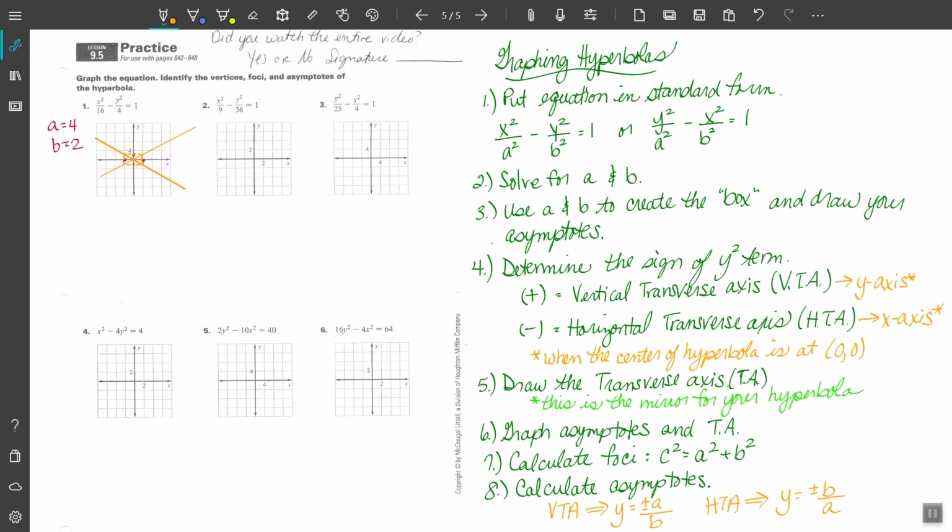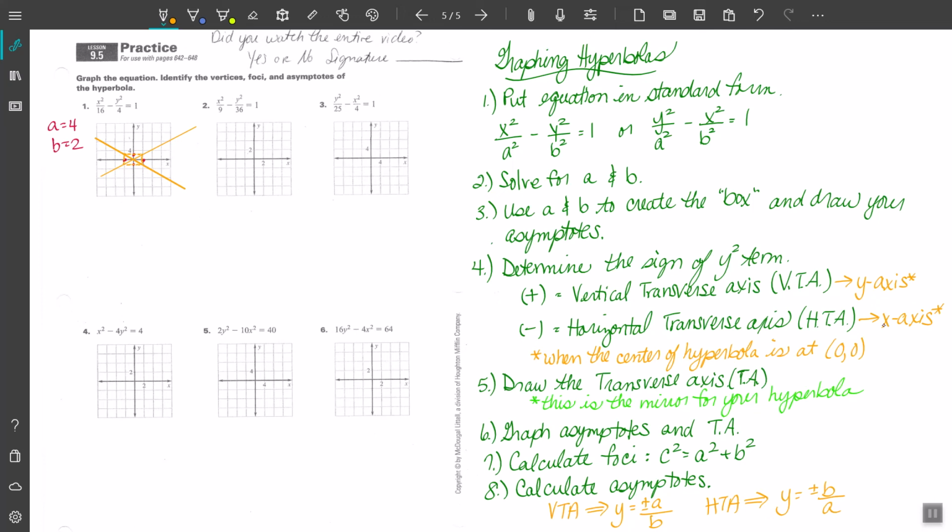I'm going to determine the sign on the y squared term. So in this case, I go back up, I can see my y squared is after the subtraction sign, so my y squared is negative in this problem. Since I have a negative y squared, that means I'm going to have a horizontal transverse axis. So a transverse axis is going to be the mirror that I'm going to graph my hyperbola around. In this case, it's going to be horizontal, so it's going to run horizontally directly through the center of this hyperbola.